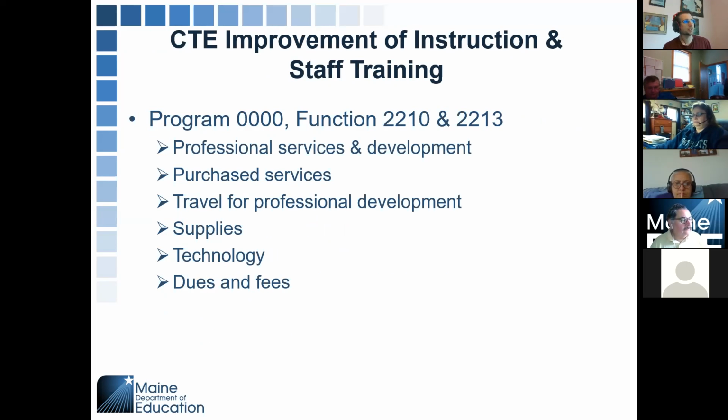CTE improvement of instruction and staff training. So again, this is considered overhead. So we see that overhead program code, and then improvement of instruction as a general category, which is 2210, and then more specifically staff training is 2213. And again, the only thing that doesn't appear that we're picking up here is the salaries and benefits.